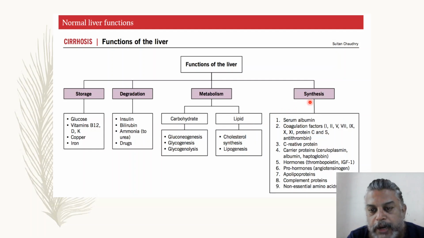The liver is a major site for the synthesis of albumin, major coagulation factors except factor 8, C-reactive protein, a lot of carrier proteins like ceruloplasmin, albumin, haptoglobin, hormones like insulin-like growth factor, thrombopoietin, prohormones like angiotensinogen, apolipoproteins, complement proteins, and non-essential amino acids.